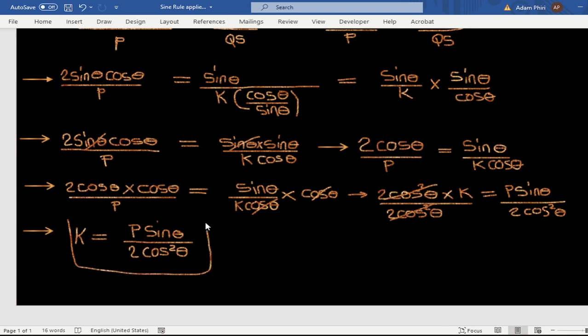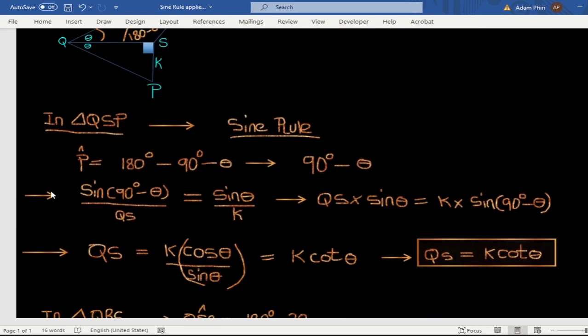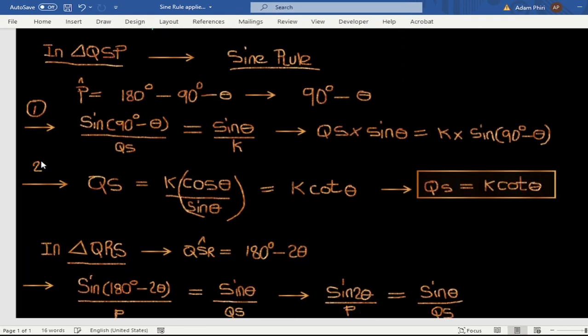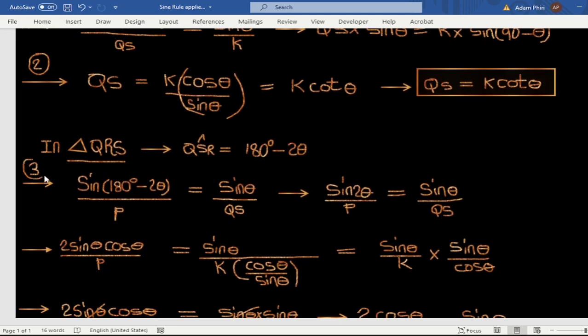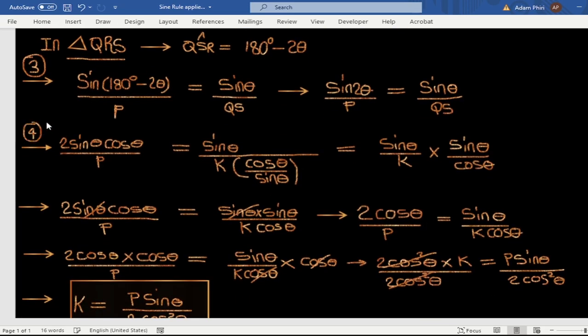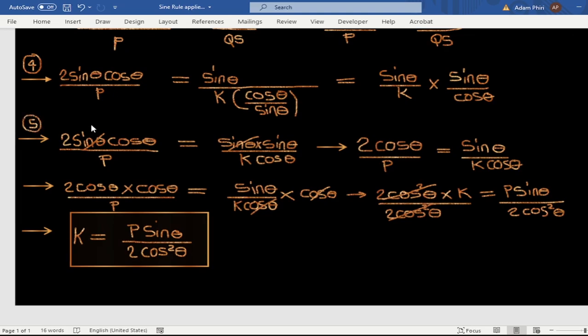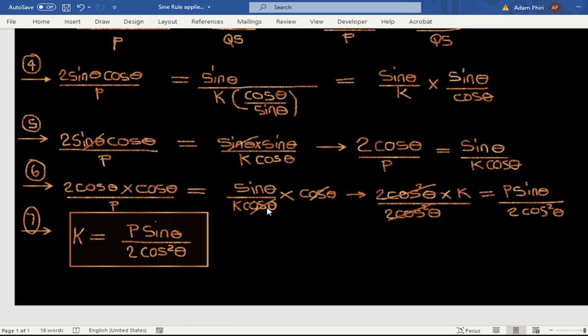So that's exactly what we wanted to prove, and that's step 1, step 2, step 3, step 4, step 5, step 6, and step 7, arriving us at the answer.